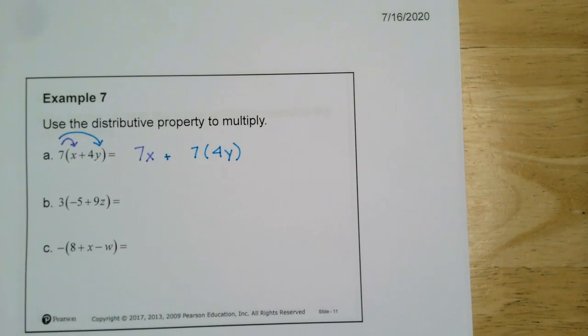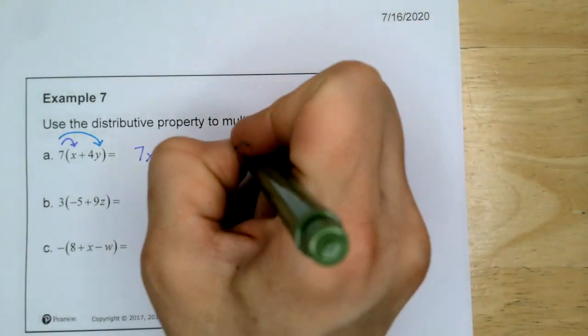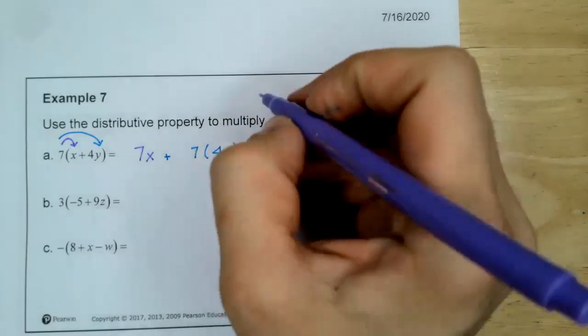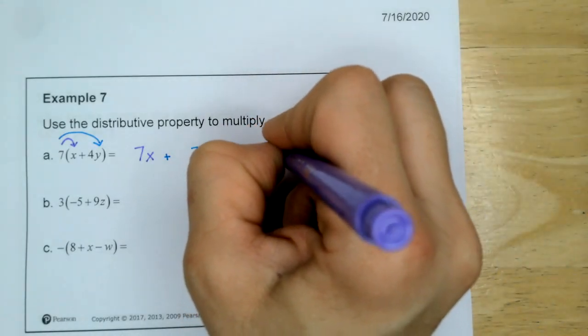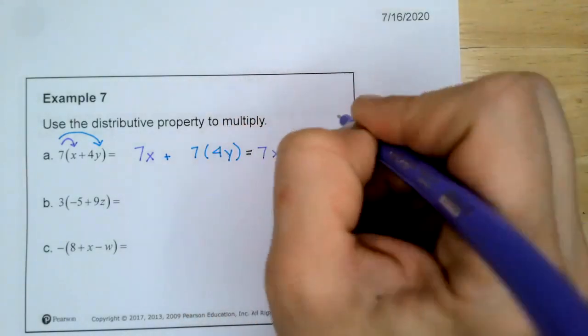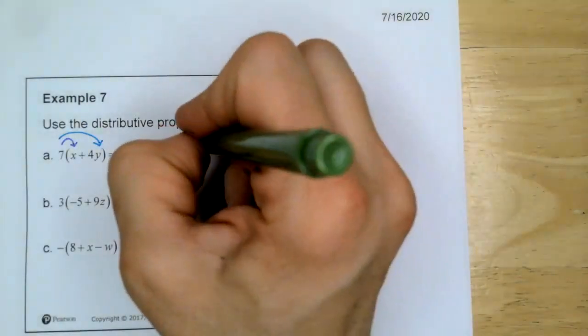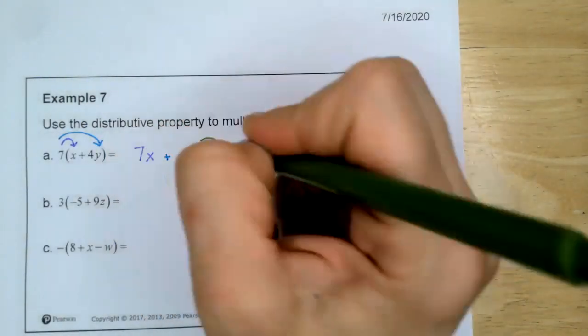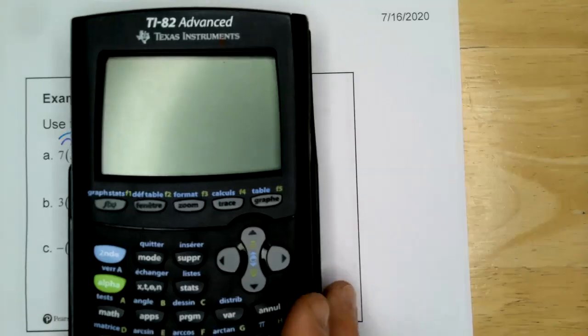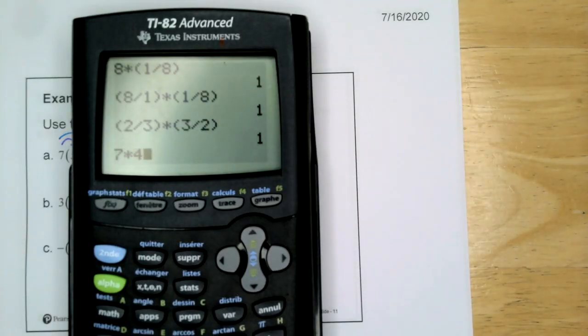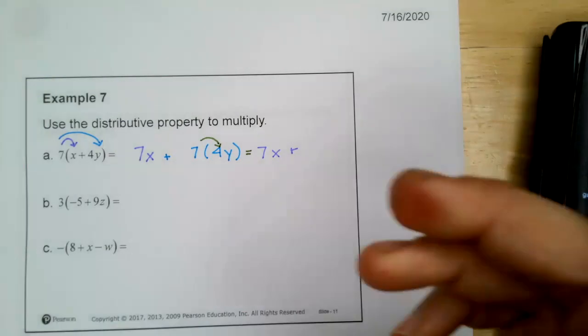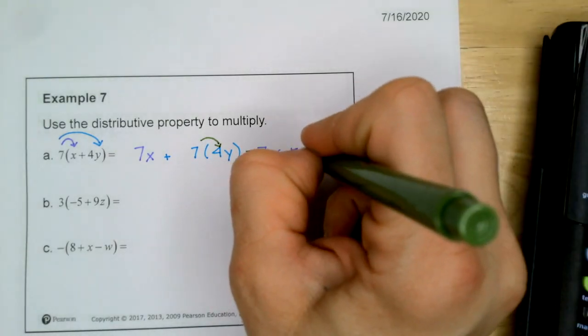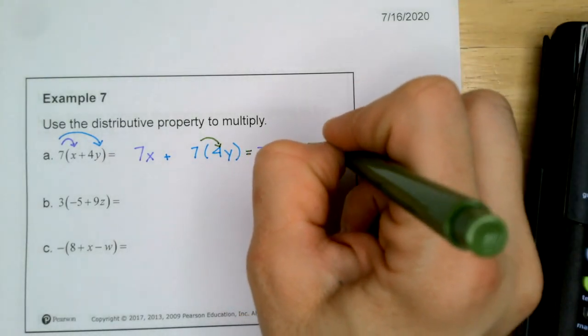Now we need to simplify it further. That 7x stays the same. That plus sign stays the same. Now I'm going to distribute the 7 times the 4. 7 times 4 is 28. Y.